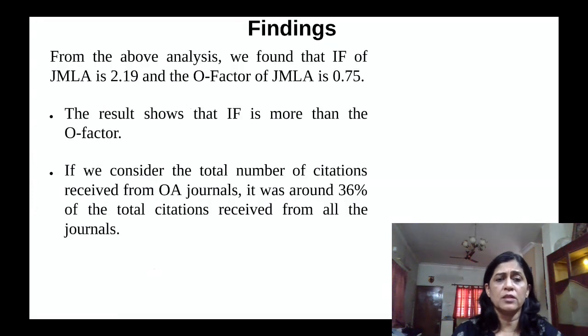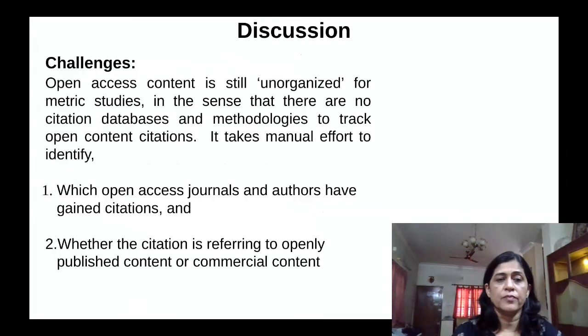So from this kind of data collection and analysis, we found that the IF is 2.19, OF is 0.75. The result shows that IF is more than OF, and if we consider the total number of citations received from open access journals, it was around 36% of the total number of citations received from all journals.